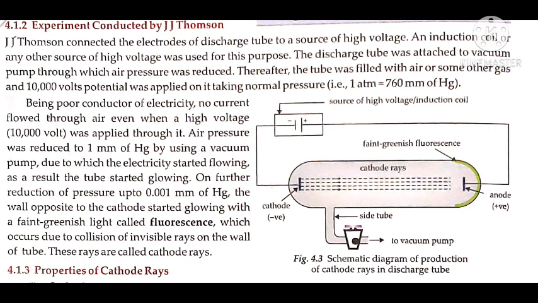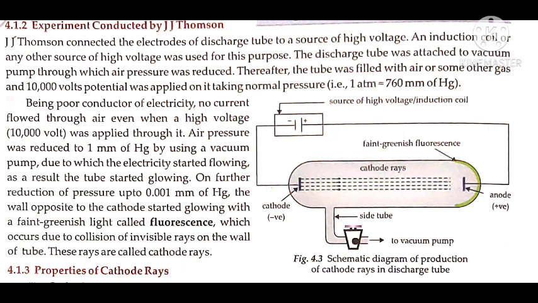When the tube was filled with air or some other gas and 10,000 volts potential was applied on it, at normal pressure, being a poor conductor of electricity, no current flowed through air, even when a high voltage was applied through it. Air pressure was reduced to 1 mm of mercury by using a vacuum pump, due to which the electricity started flowing. As a result, the tube started glowing.